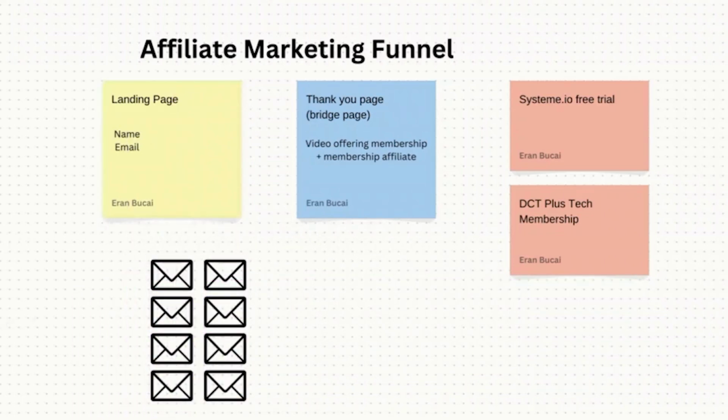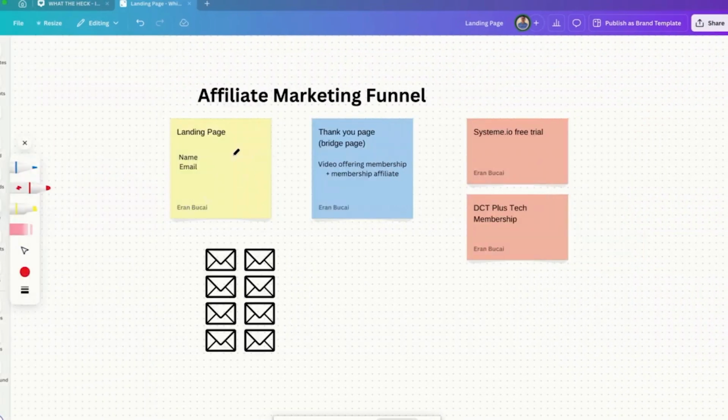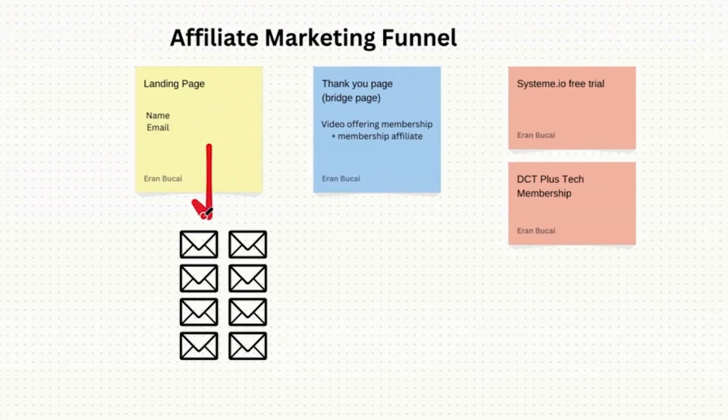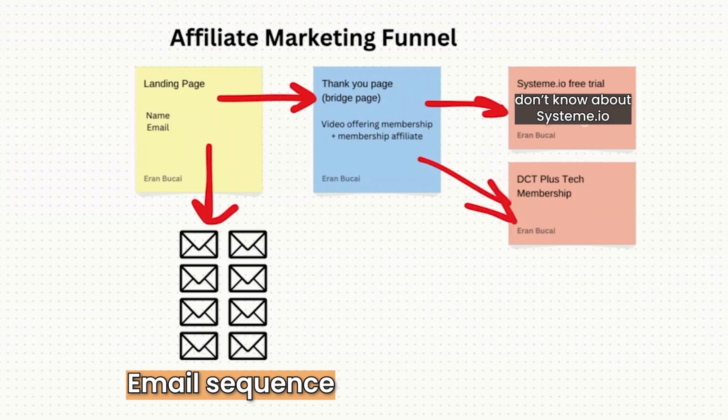Now, in terms of arrows and how all that flows, basically what's going to happen is that somebody is going to enter their name and email here. They're going to be sent an email through to an email sequence, but they will also be taken to a thank you page at the same time. On the thank you page, there will be two buttons, one for either a free trial or to the membership. So if they don't know System.io, they're not a customer, they will go here. If they're already a customer, then they're going to go here. That's what I'm going to tell them in the video.